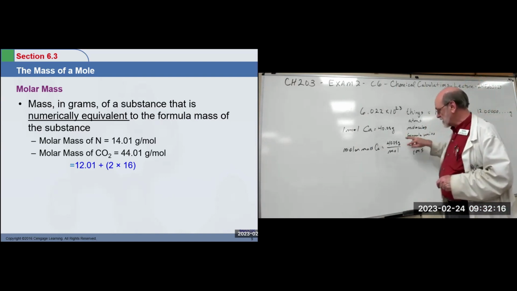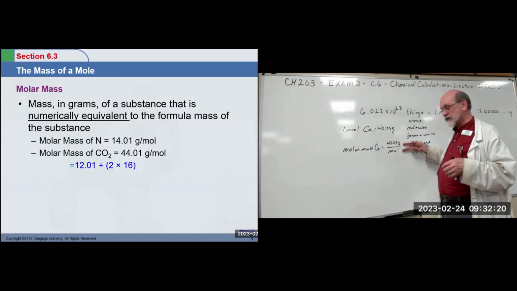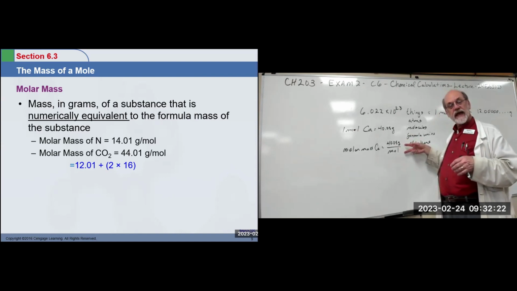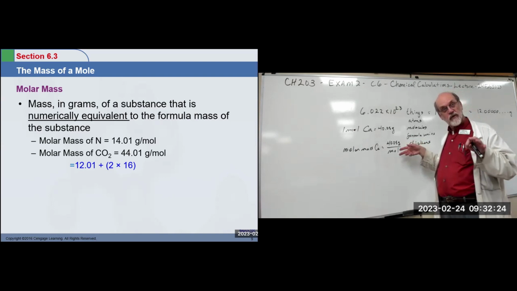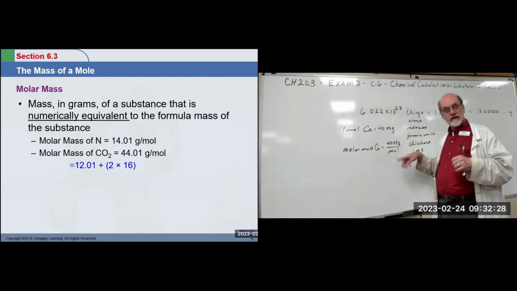So if you need to cancel the grams and give you moles, you just put the grams on the bottom. If you want to cancel the moles and leave you with grams from whatever value you're starting with, then you leave it like it is.